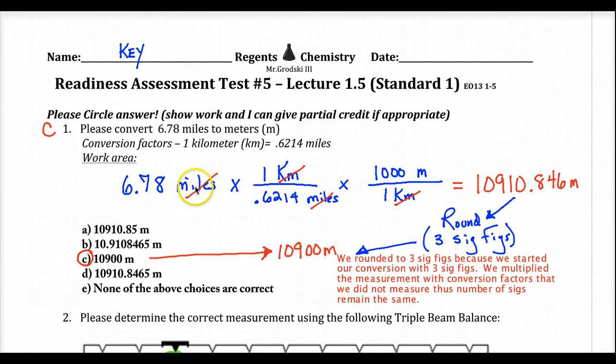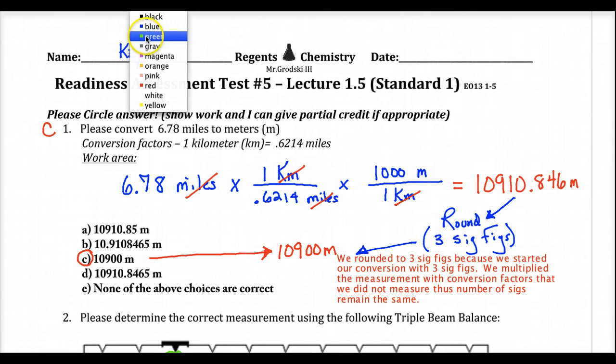Okay, this is the review of the Readiness Assessment Test 5, the RAT 5. Here we go. First question was, please convert 6.78 miles to millimeters. This is a conversion. So the first step, as always, I like to do what?